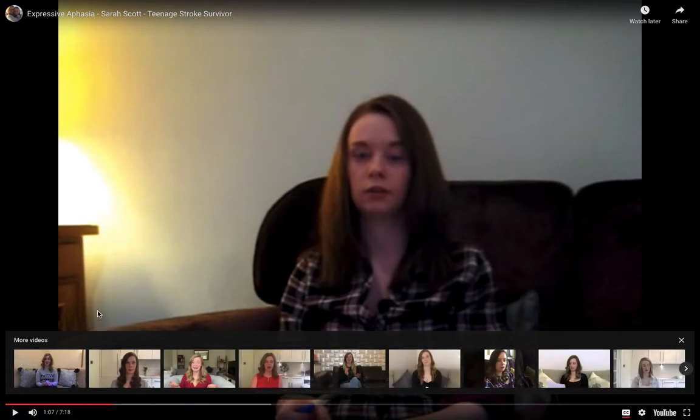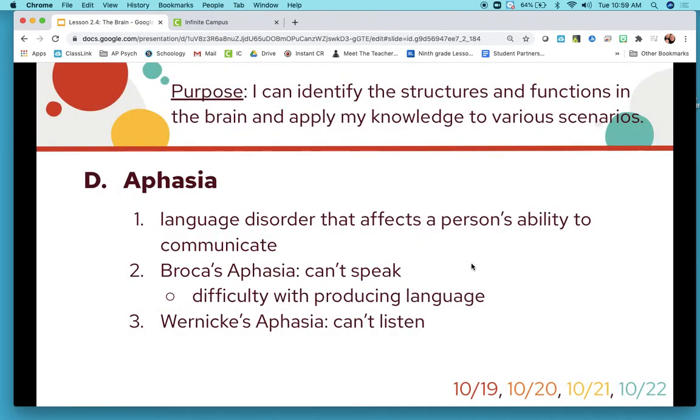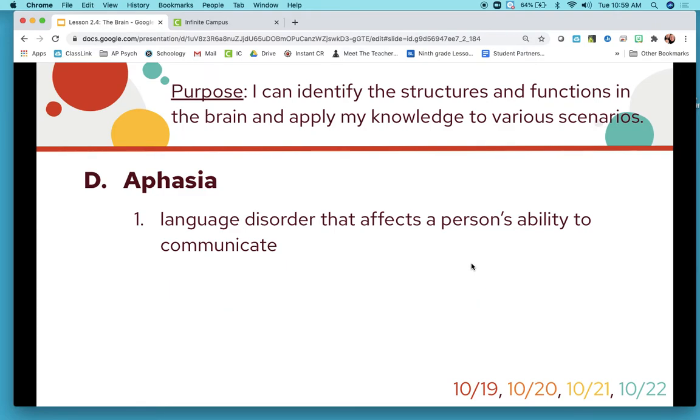So I want to point out here with Sarah that she has expressive aphasia, meaning her Broca's area is not working. So she has what is called aphasia. We'll start here that it's a disorder of language, and it's going to affect the person's ability to communicate. In this case, she had a stroke, so that part of her brain is damaged or not working. With Broca's aphasia, a person cannot speak or has a hard time speaking.